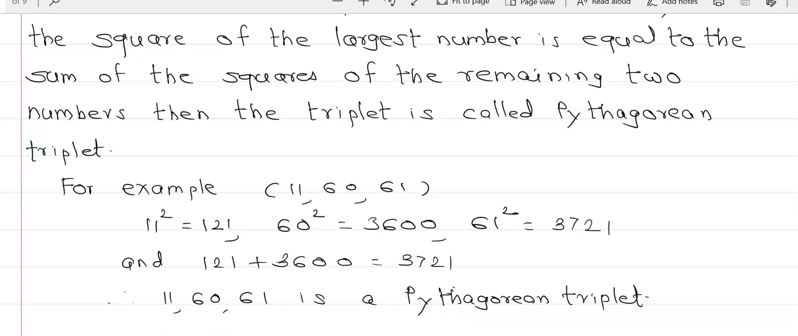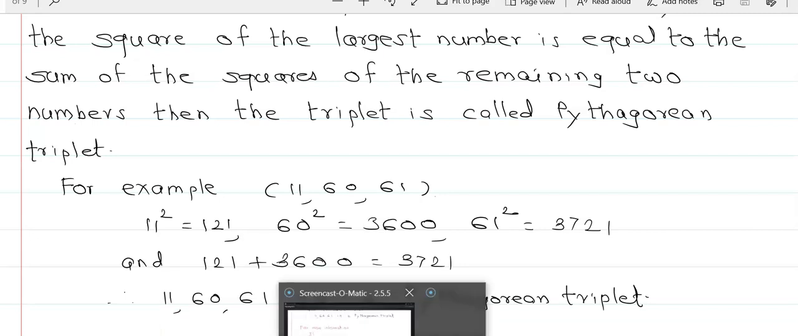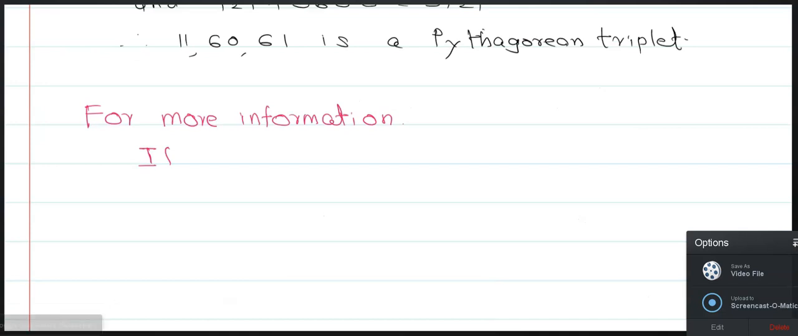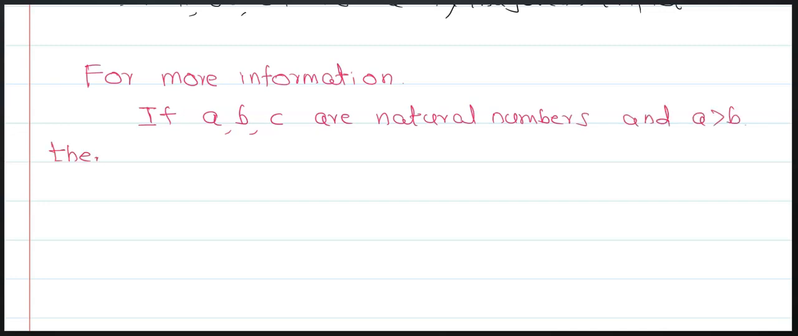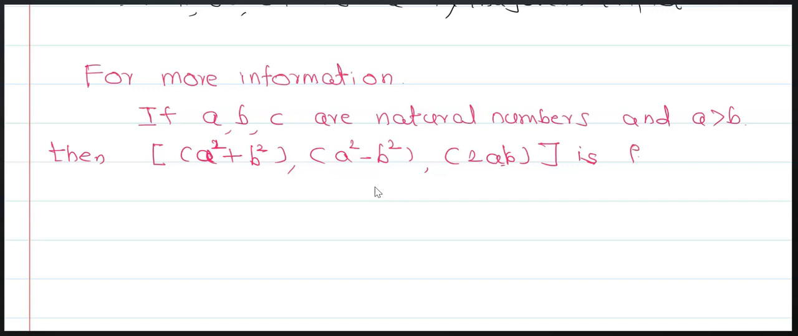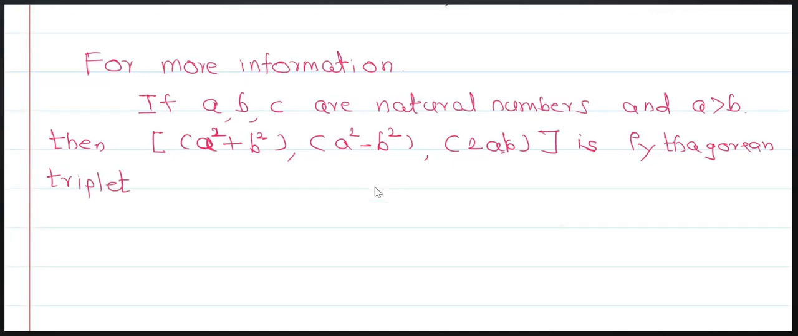Okay. Now the next is, for more information, if A, B, C are natural numbers, now this is very interesting, and A is greater than B, then A square plus B square, A square minus B square, and 2AB is a Pythagorean triplet.